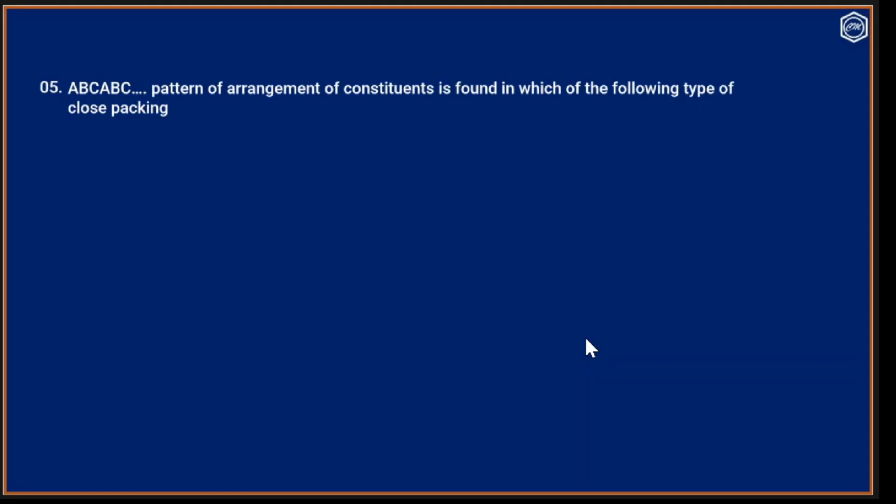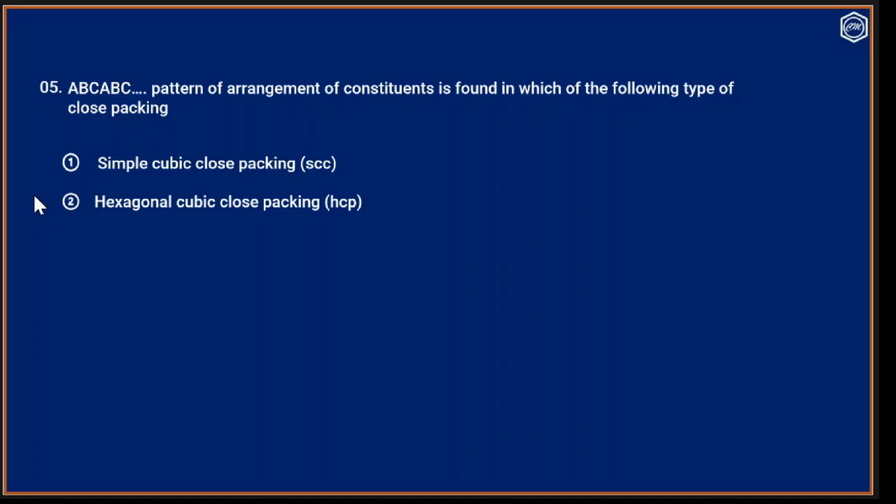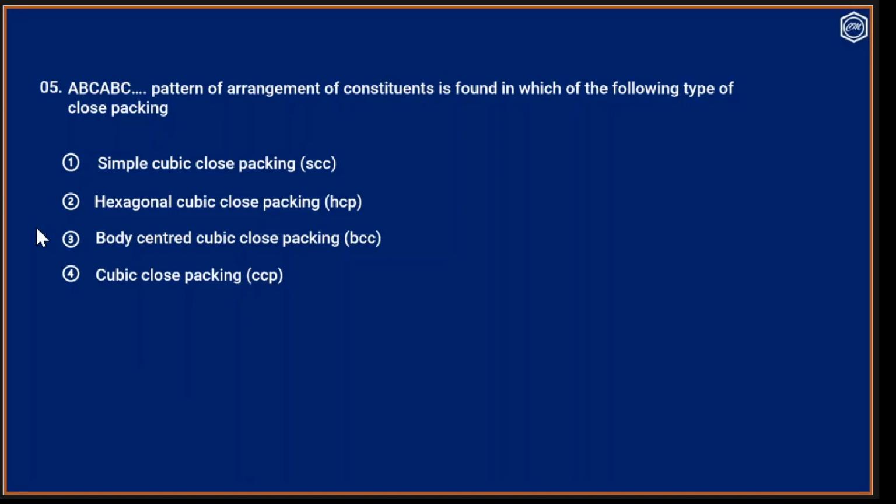Question 5. ABC pattern of arrangement of constituents is found in the following type of close packing. 1. Simple cubic close packing, 2. Hexagonal close packing, 3. Body-centered cubic close packing, 4. Cubic close packing. So the ABC pattern is observed in cubic close packing.